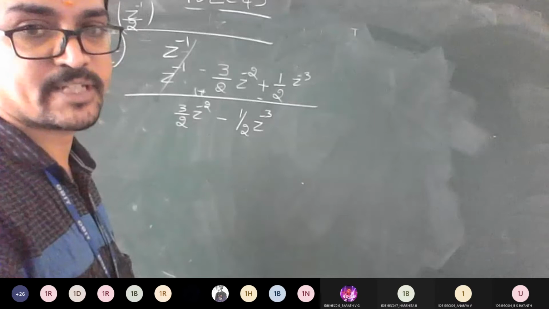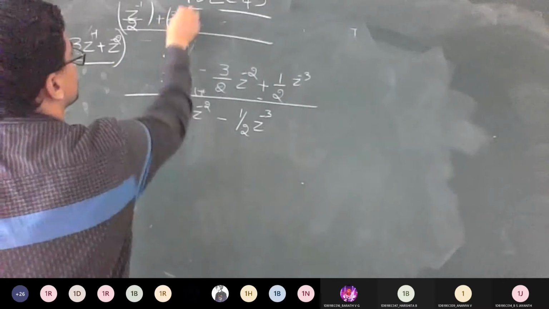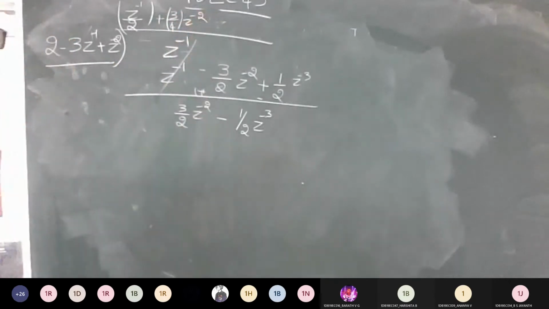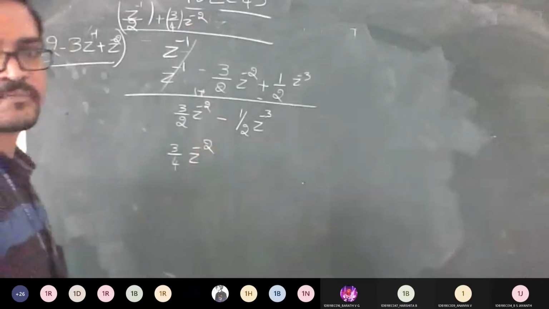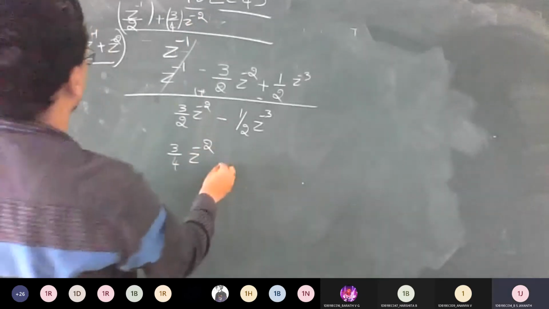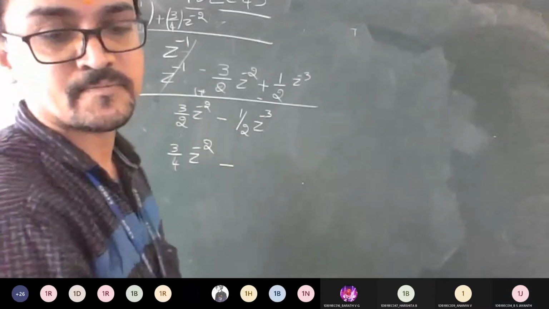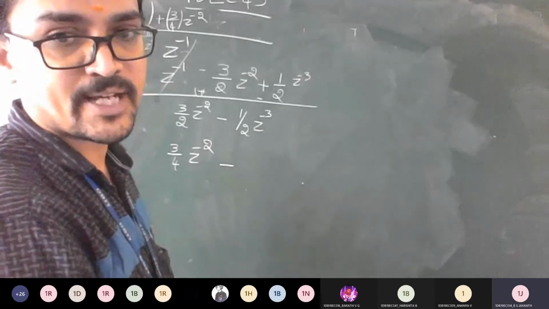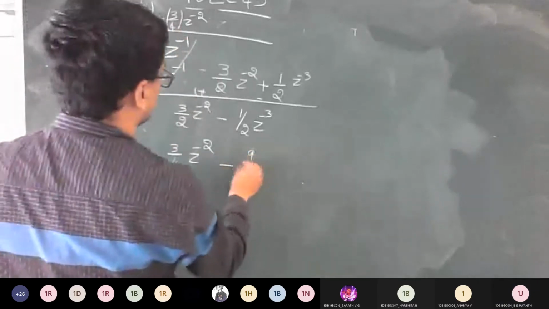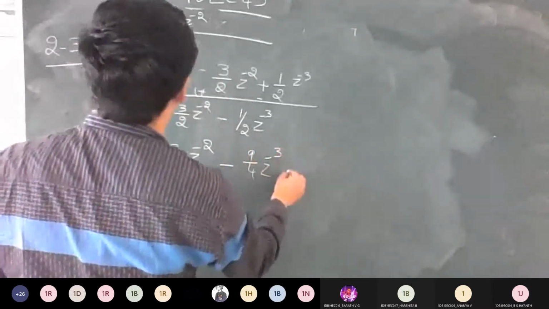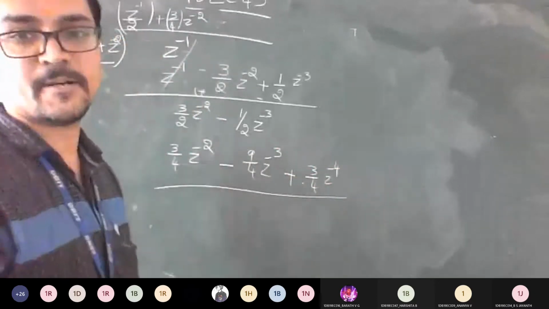Bharat, what is the next value you told? 3 by 4 z power minus 2, sir. Plus 3 by 4 z power minus 2. Good. So substitute that. So the first answer is 3 by 4 z power minus 2. Correct? Then? So minus, that's 3 by 2, sir. How much? First term, 9 by 4, correct? So 3 by 4 into 3, nothing but 9 by 4 z raised to minus cube, again plus 3 by 4 z power minus 4. Is it okay?